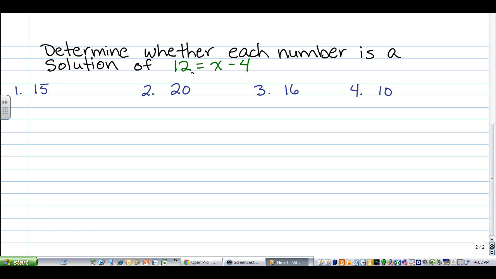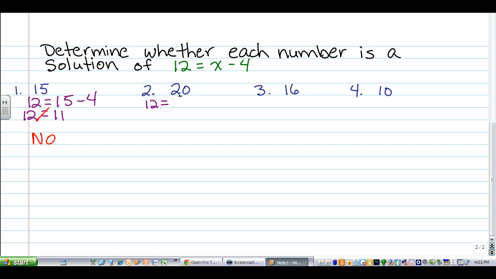All right, so we come over here for number 1, and we're going to plug in the 15. So I've got 12 is equal to, I'm going to plug in this 15 for the x, 15 minus 4, and I'll just work it out. 15 minus 4 is 11. Is that right? Nope. So 15 is not a solution. No. Let's go to the next one.